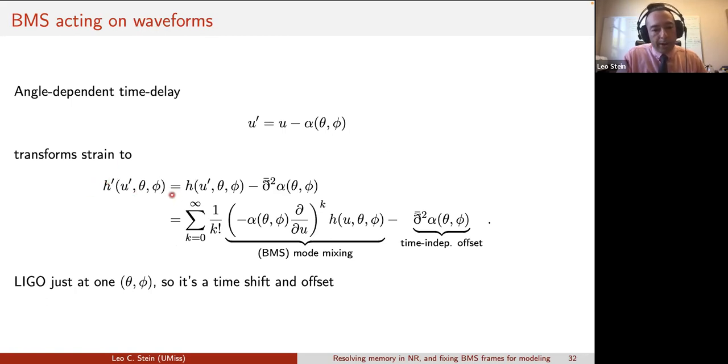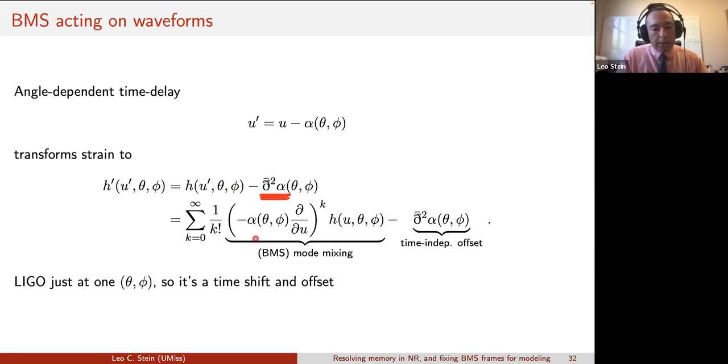So our new strain, let me only do it for a super translation because the rest of it is actually pretty easy. For the new strain, after we plug in this u minus alpha into the time slot here, if you were to expand this in the first argument, then, first of all, this changes your memory. This gives you an overall offset to the strain as a function of angle.